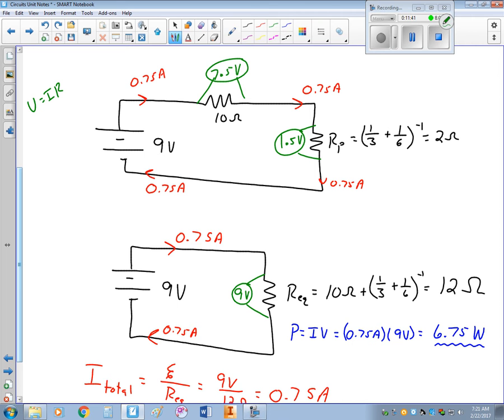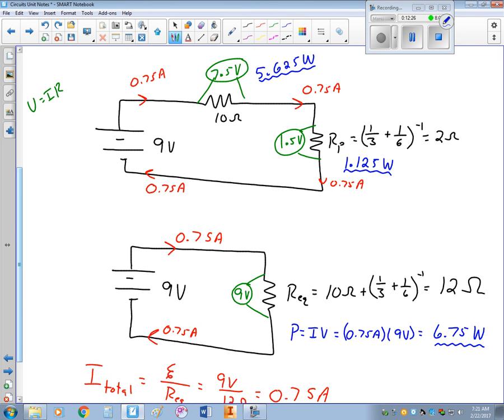Now let's talk about wattage. P equals I times V. So if I were to take 0.75 times 7.5, I get 5.625. So this 10 ohm resistor is consuming 5.625 watts. And then if I did 1.5 volts times 0.75 amps, I get 1.125 watts. And notice that those two numbers still add together to give me my 6.75, which is good.